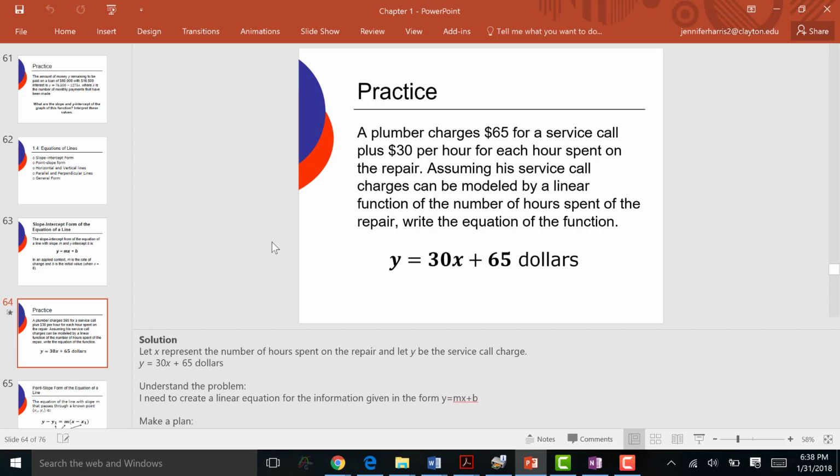Now, if you decide you want them to do the work, how much is it going to cost you? $30 per hour for them to do the work. Questions? Now, would this apply to just about any kind of repair that you get done at your house? Yes. So you have the electrician come out and they charge you $45 per hour with a $50 flat rate for me coming out to your house. How should I write that in mx plus b form?